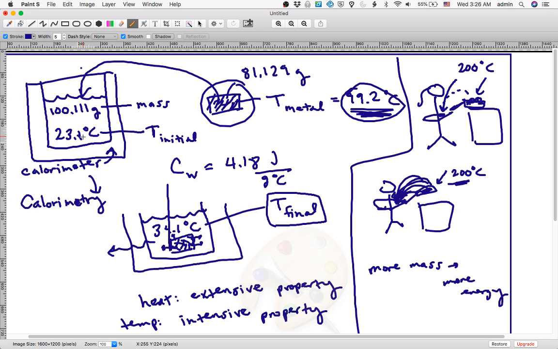You calculate how much heat energy the water absorbed or the container absorbed, and then you use that to find the heat energy, and then you use that to find whatever else you want. In our case, we wanted the specific heat capacity.